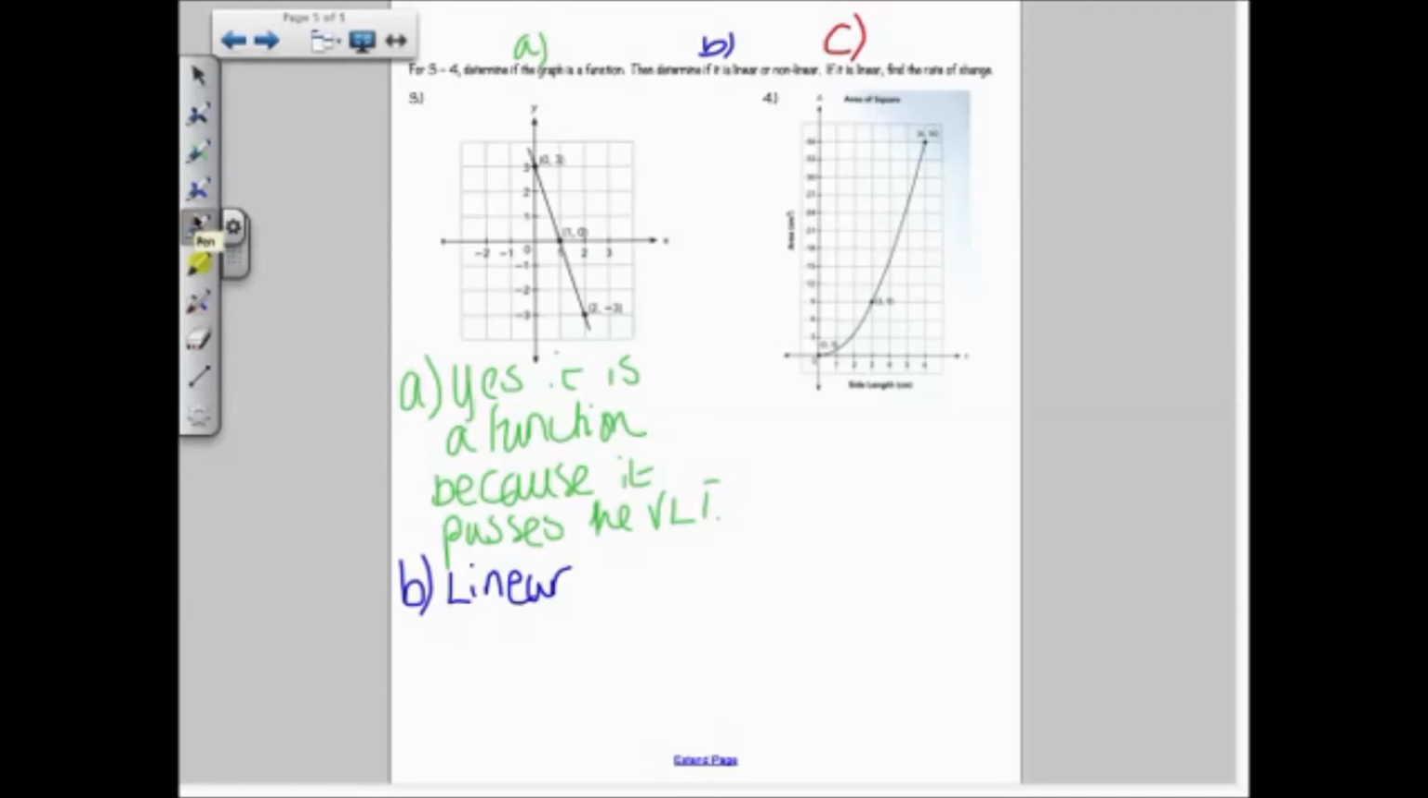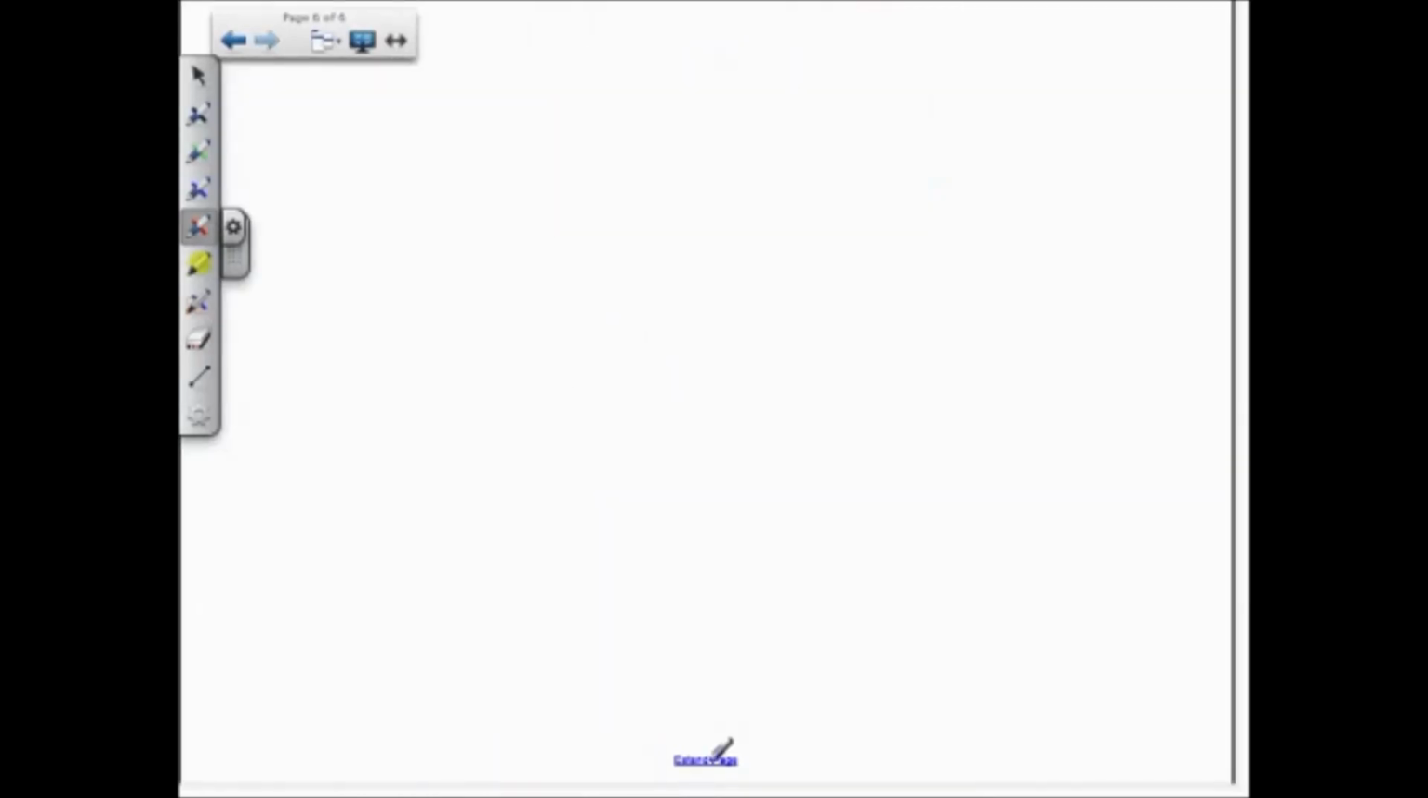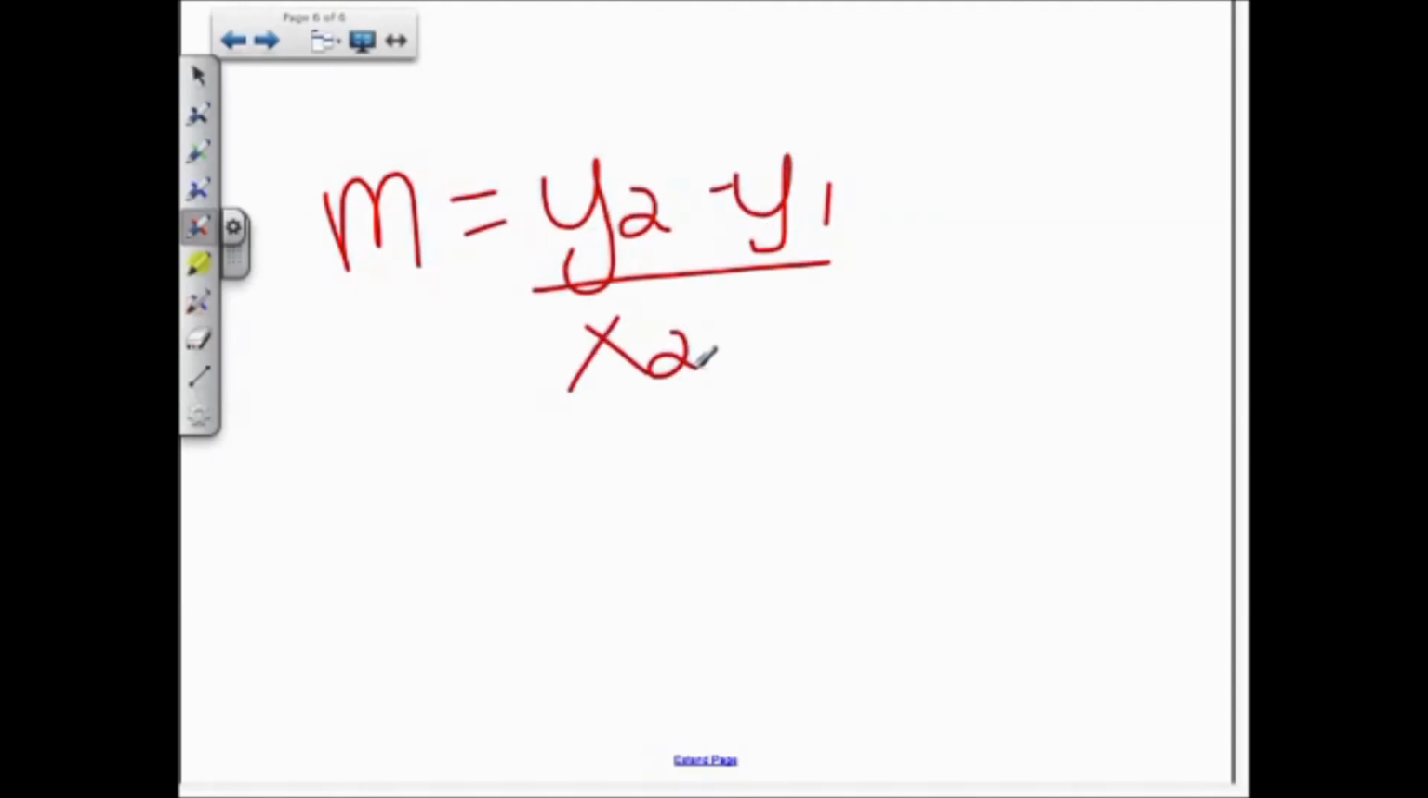Now remember, there's several different ways I can do this. I can figure out how much the change in y is over the change in x. So I can figure out that it went down 3 and over to the right 1. So I can say it's just negative 3. Okay, but remember, we can just go ahead and use the slope formula, which is, this is a good review, y2 minus y1 over x2 minus x1.